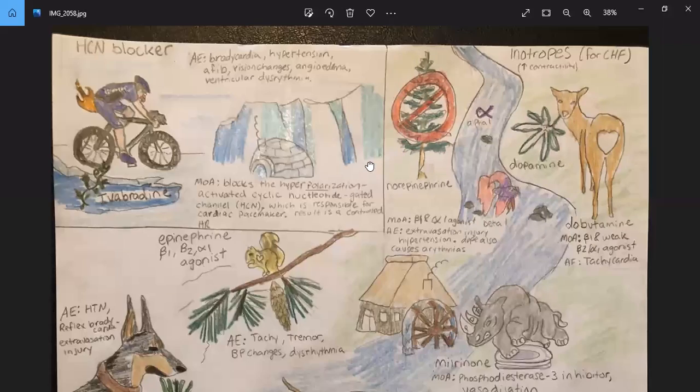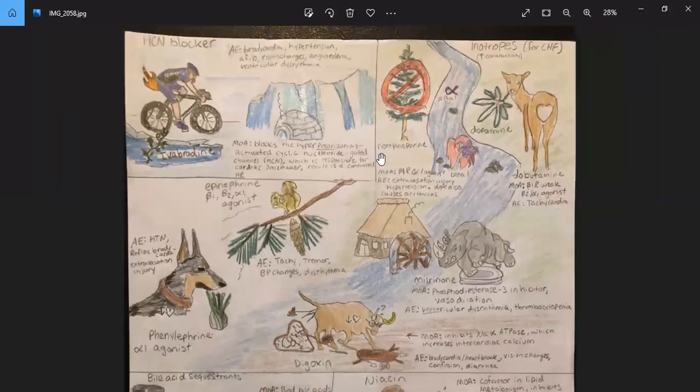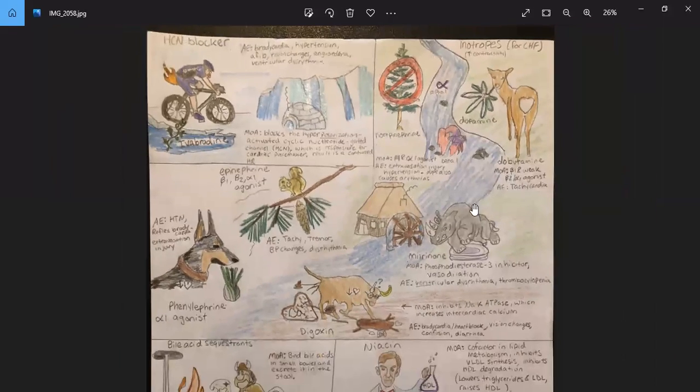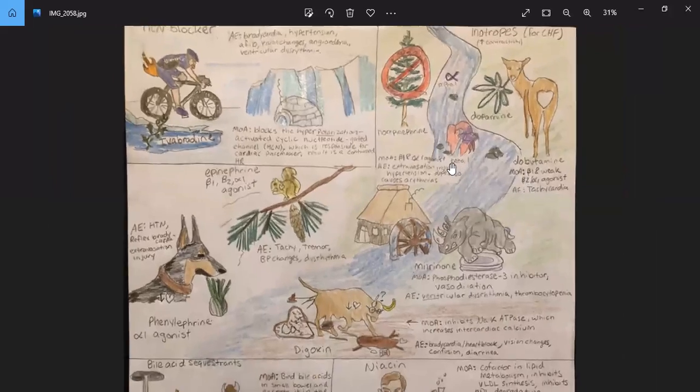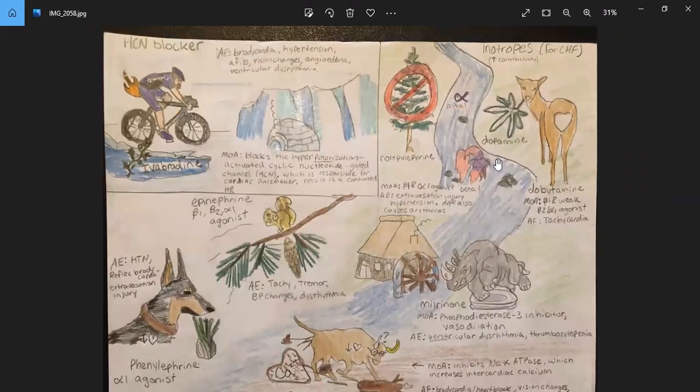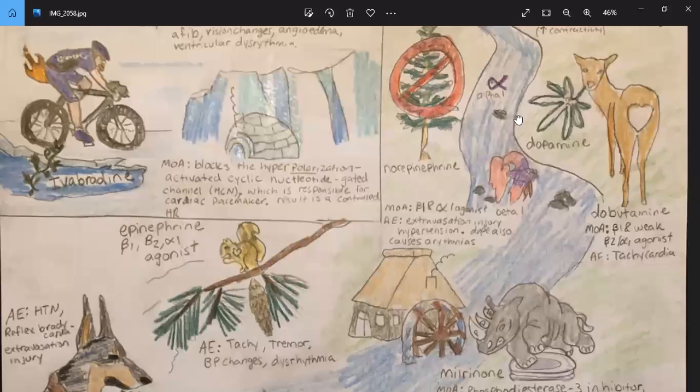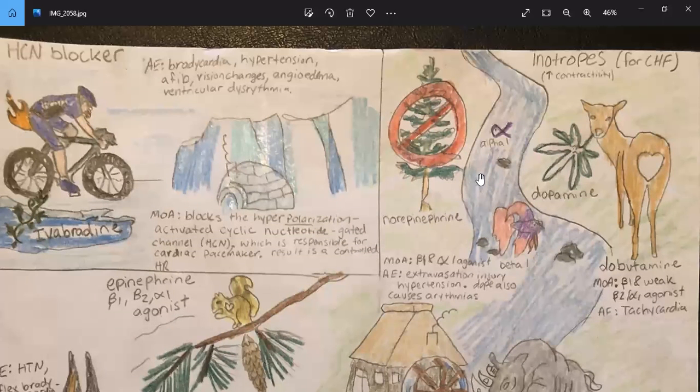So now we'll move into our inotropes, which is this whole picture here. It's really just a lot of pictures that are all kind of put together, but they're all inotropes. So as a reminder, an inotrope is anything that increases the heart contractility. And so these are used mainly for heart failure.